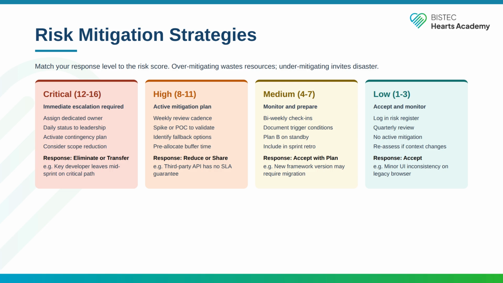For low risks, scores 1 to 3, accept and monitor. Log it in the register. Review quarterly. No active mitigation needed. For example, a minor UI inconsistency on a legacy browser that affects less than 1% of users. The most common mistake is treating everything as medium priority. If everything is medium, nothing is.